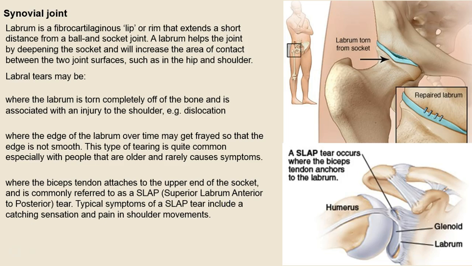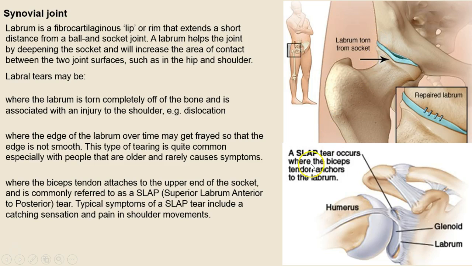The labrum, think of a lip or a rim, another kind of gasket really. So we have an excess area here, and it's extra area for deepening the socket and increasing the area of contact between two joints. Now it can be torn, such as when you have a dislocation. That's pretty severe. For most people over time, by the time they're in their 70s, there's a lot of wear here, and people often don't even complain about it. It shows up in their x-rays or in the imaging.